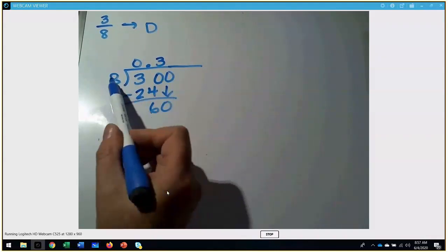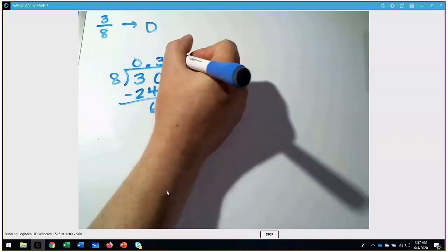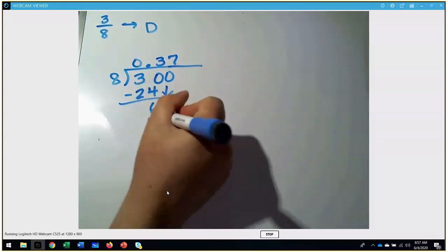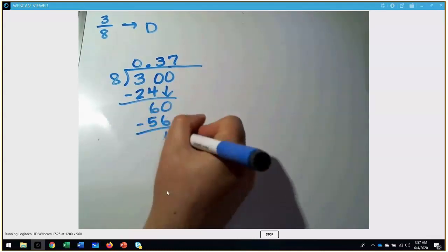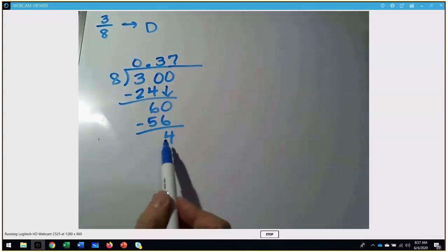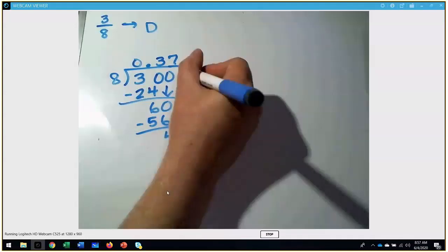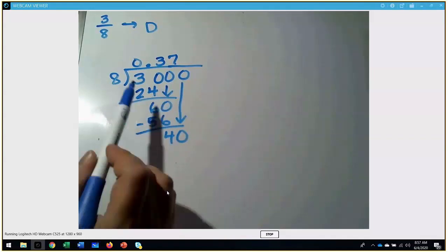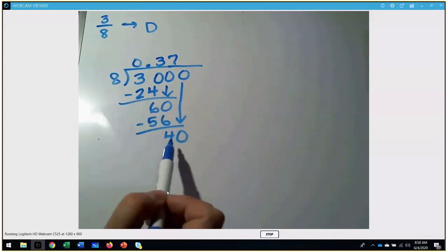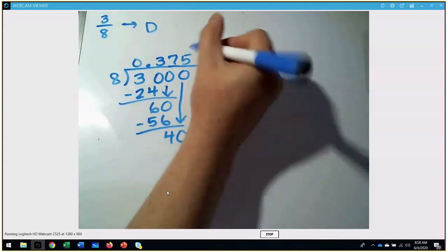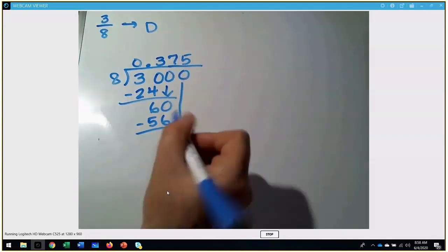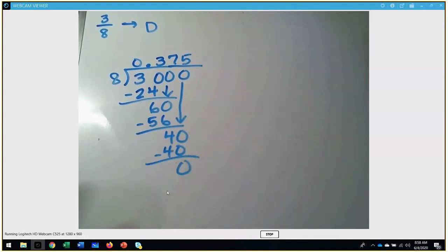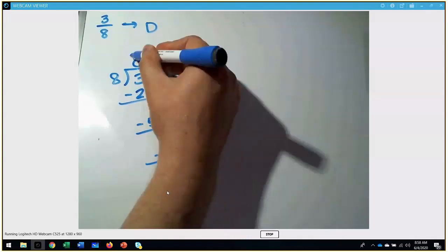So next, now it's 8 into 60, which goes 7 times, because 7 times 8 is 56. Subtract. 4 left. Not a 0 yet, so I'm going to add another zero up here so that I can keep going. Now 8 into 40 goes 5 times, and 5 times 8 is 40. Now I got a 0 remainder. Now I can stop. Here's my answer.